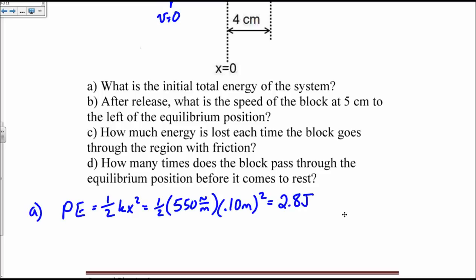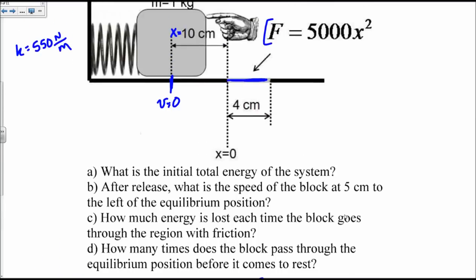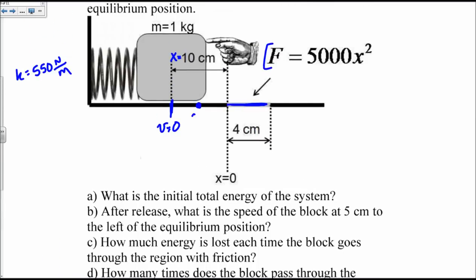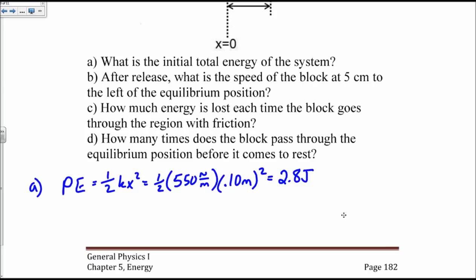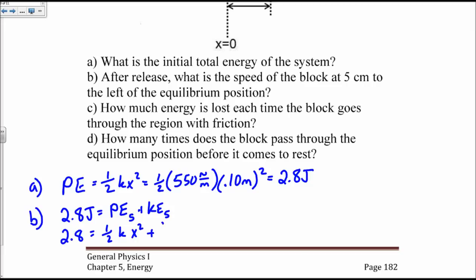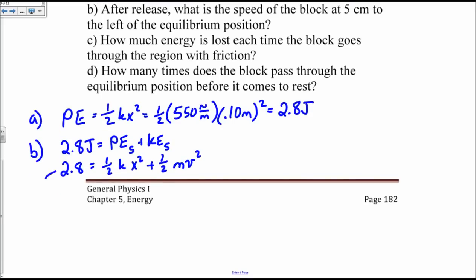That's my total energy. After release, what is the speed of the block at 5 centimeters to the left of the equilibrium position? So I want to know what is the speed right here. All right, so for part B, I know that the total energy is 2.8 joules. And so that's going to equal the potential energy at 5 centimeters plus the kinetic energy at 5 centimeters. That is 2.8 equals 1/2 k x squared plus 1/2 m v squared. I'll go ahead and put in some numbers here.